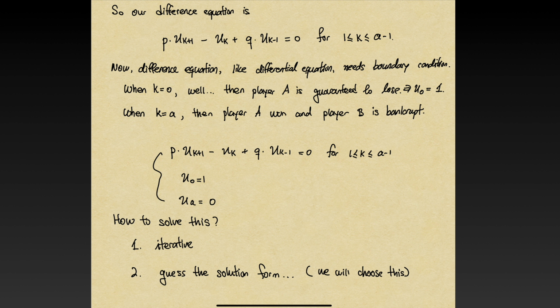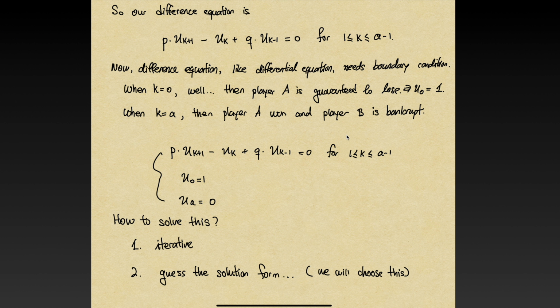Now, difference equation, just like differential equation, we do need boundary conditions to solve this equation. So what are the boundary conditions? When k is equal to 0, that means player A's capital fluctuates, and when it hits 0, the game is over, and player A just lost the game. So in that case we have U of 0 is equal to 1, and when k is equal to a, that means player A won the game and player B is bankrupt. So this is how we summarize our difference equation.